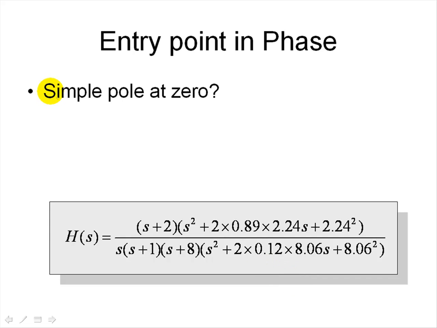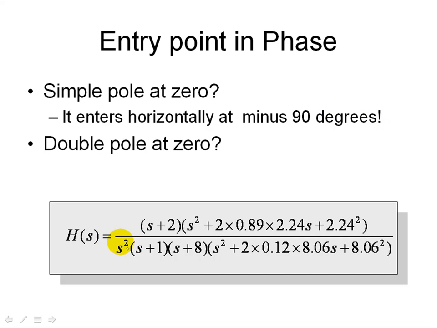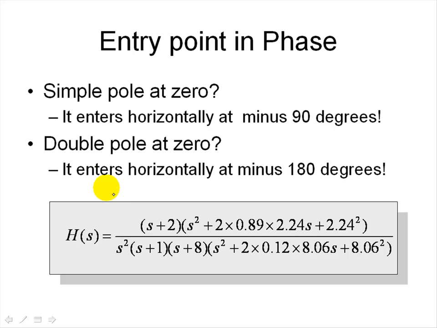Or perhaps there is a simple pole at 0. Note the single s in the denominator. The phase diagram enters at minus 90 degrees horizontally. Finally, if there is a double pole at 0, the diagram enters horizontally at minus 180 degrees. And that is the summary. Let's work on our exercise.